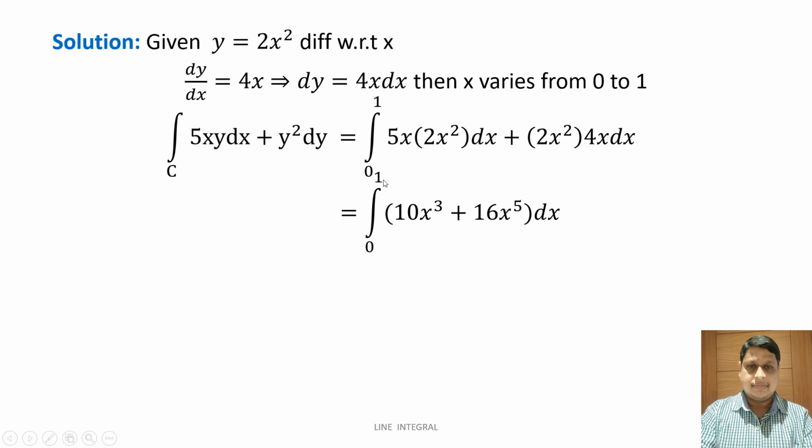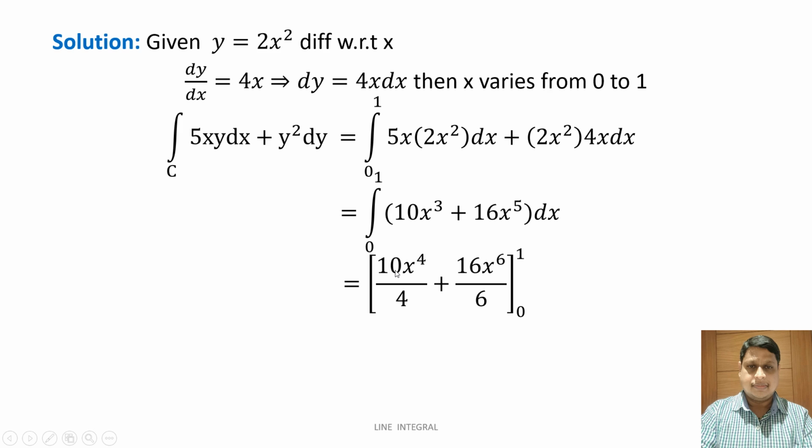So that is the integration from 0 to 1. 5 2s are 10, x into x square is x cube, plus the whole square is missing, just change it. That is (2x square) whole square, we can write 2 square is 4, 4 into 4 is 16, (x square) whole square is x power 4 into x is x power 5, into dx. So we can integrate: 10 constant, integration of x cube is x power 4 by 4, plus 16 constant, integration of x power 5 is x power 6 by 6.